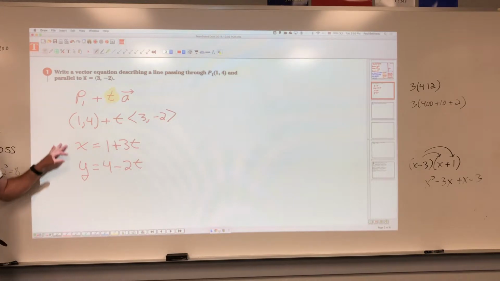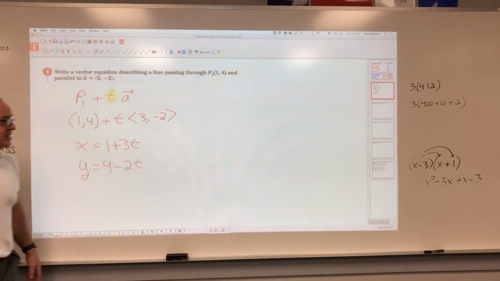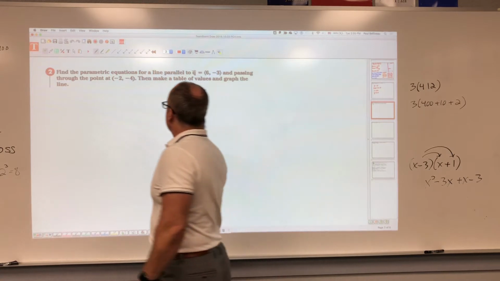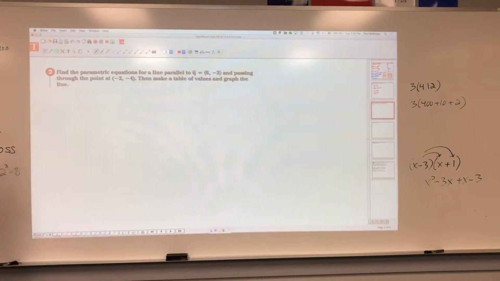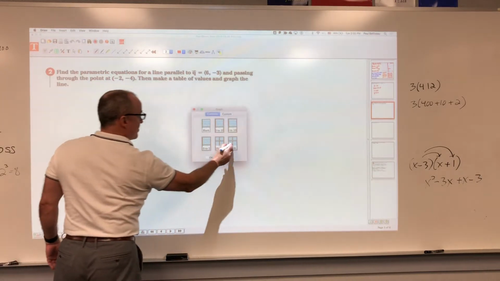Any questions on these steps? If you wanted to graph it and draw some vectors, you would see how this would make a line going on forever in both directions. Let's see what the next example looks like. Find the parametric equations for a line parallel to vector q and passing through the point at -2, -4, then make a table of values and graph the line. Okay, this will get to something important about parametric graphs that I haven't mentioned yet.